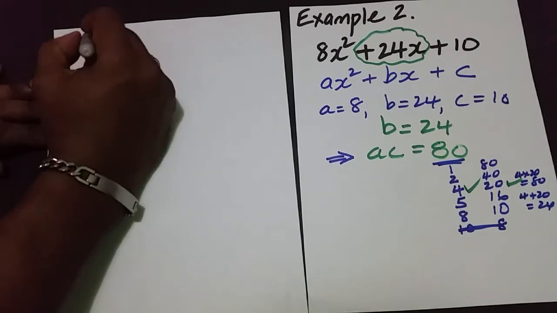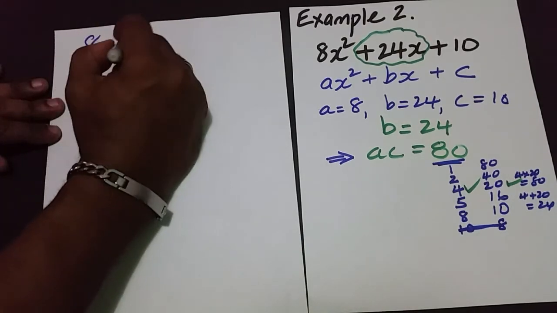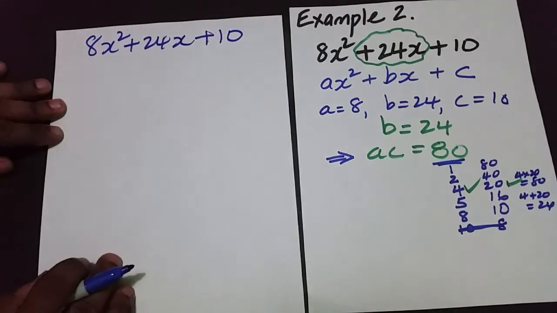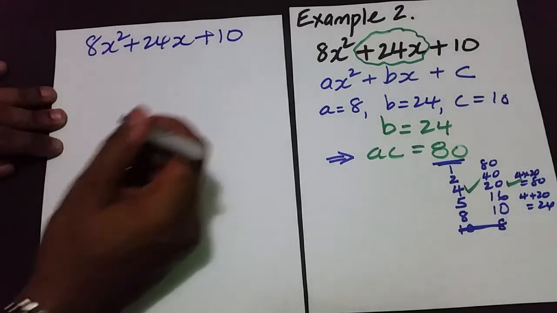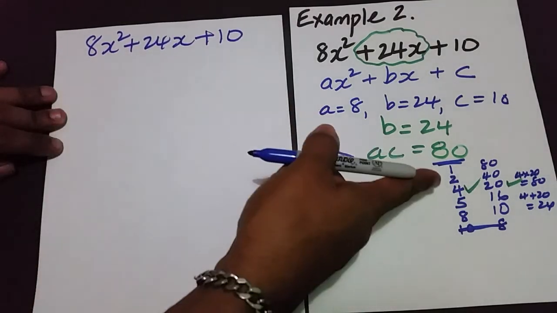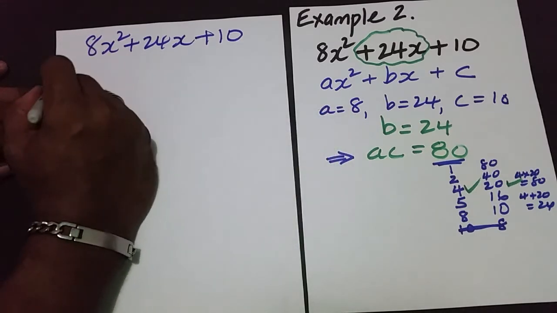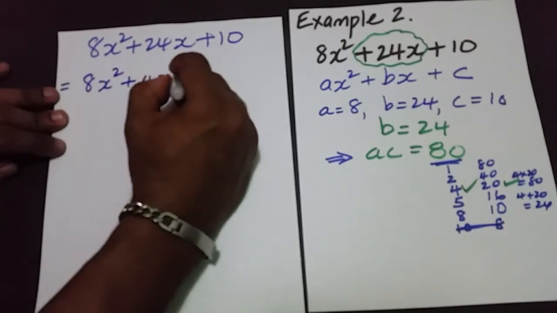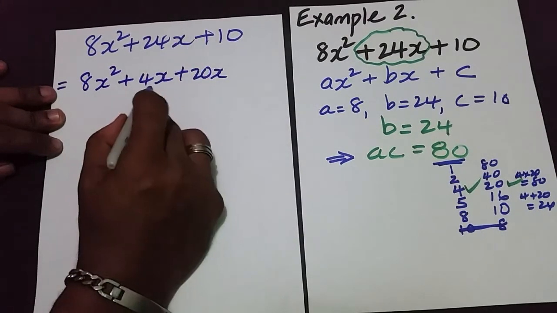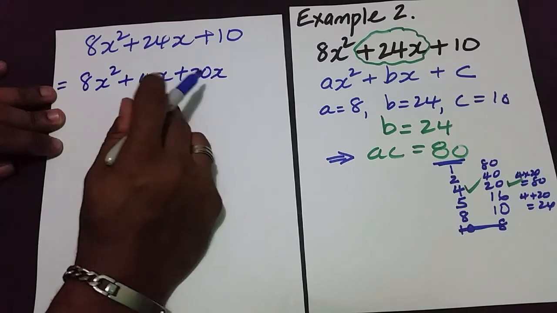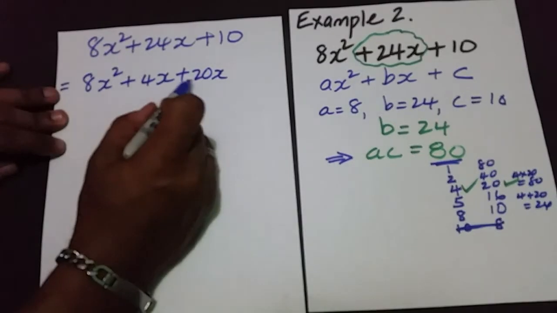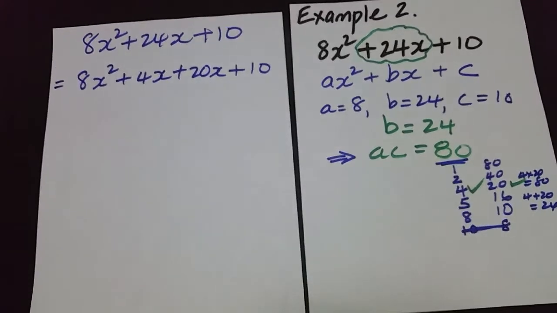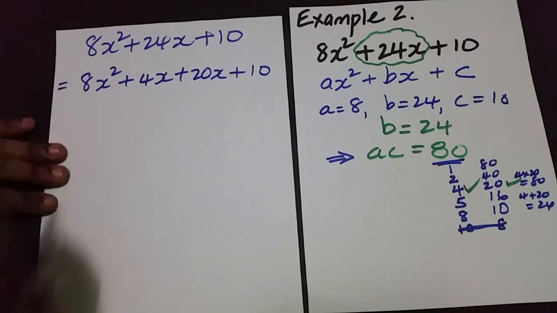So again, I'm going to have 8x squared plus 24x plus 10. So I'm going to break up this middle piece now into 4x plus 20x, which is what we got from this here. So it's going to be 8x squared plus 4x plus 20x. And it doesn't really matter whether I put the 20x here first or the 4x here. You're going to get the correct answer anyway. So it doesn't matter which one comes first, right? And then plus 10. And then what we're going to do now is proceed to factorize by grouping.